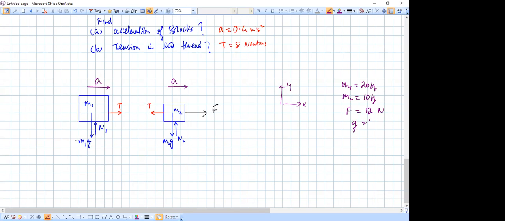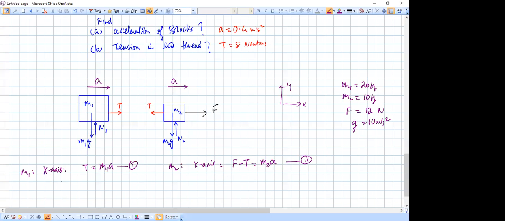So now for this block M1, we can see that along the x-axis, the net force is just T, and that should be equal to mass into acceleration. So that's my equation 1. And similarly for the block M2, if you look along the x-axis, the net force is F minus T, and that should be equal to mass into acceleration. So that's my second equation. So actually everything we need will be solved from these two equations.